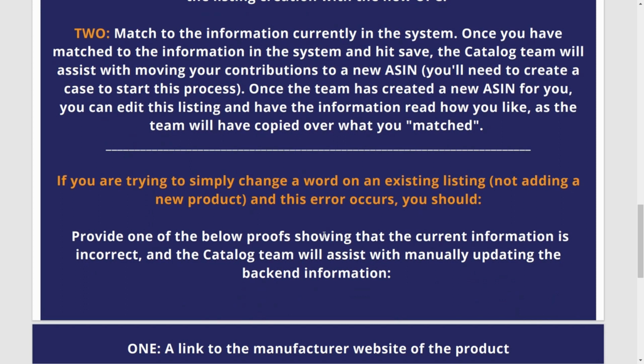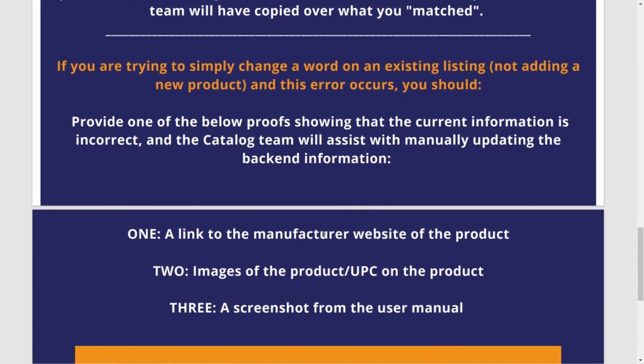Okay, so if you are trying to simply just change a word on an existing listing and you're not adding a new product and you get this error, here's what you should do. You should provide one of the below proofs showing that what's in the system currently is incorrect, and the catalog team will assist with manually updating the backend info. So the three proofs are: one, a link to the manufacturer website of the product; two, images of the product or the UPC on the product; three, a screenshot from the user manual. So you're just trying to prove that this is your product and what's in there currently is incorrect, and that's why you need to update it.